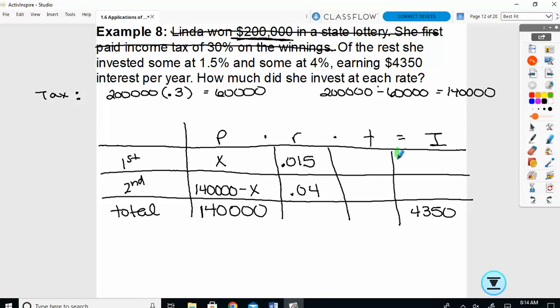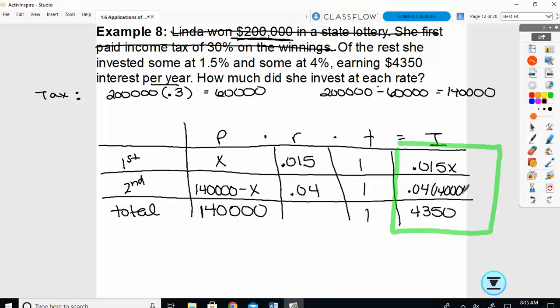Sometimes we might have some gaps in our table. As long as we can get this final column, it's okay if we don't have everything. Then assume time is this year. I'm talking about per year, so we can say 1 year. So then if I just multiply, we get 0.015 times X, 0.04 times 140,000 minus X.